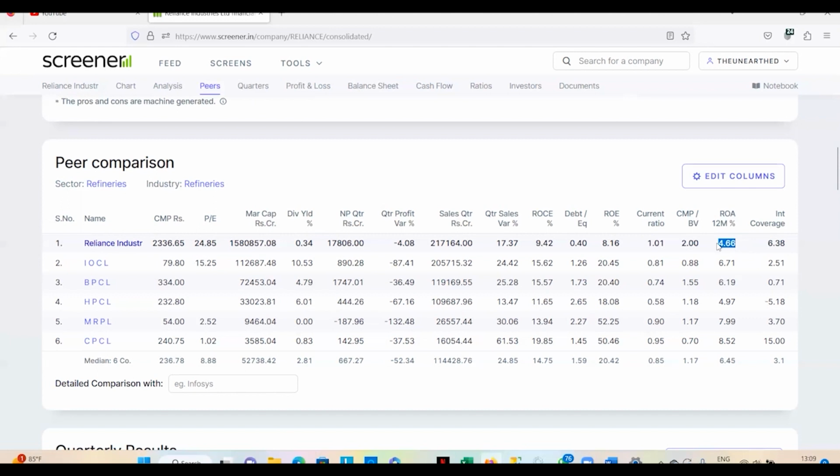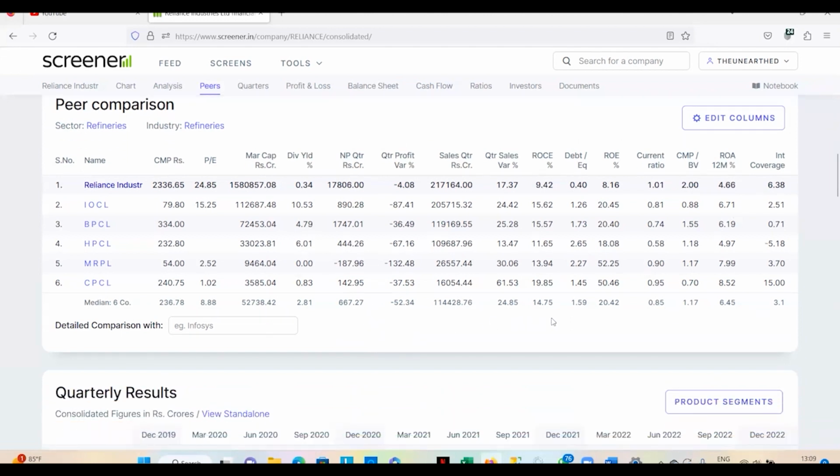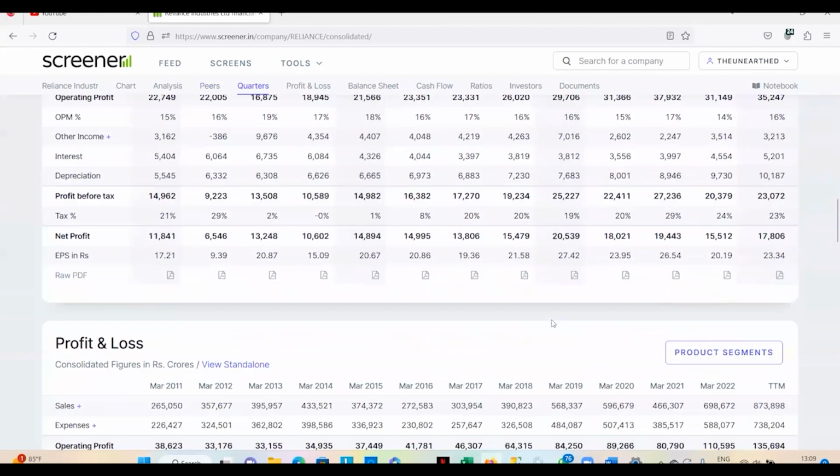Second would be return on asset: whatever assets they have at the moment, compared to that, the return they are making. Third would be the interest coverage ratio. Whatever interest liability they have, compared to the debt on the balance sheet, how much more do they earn? Here, they are more than 6 times capable of paying those debts. That's on a high level. So those are three things I want to highlight.